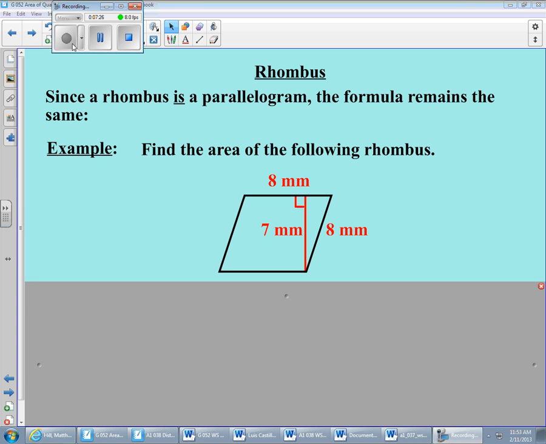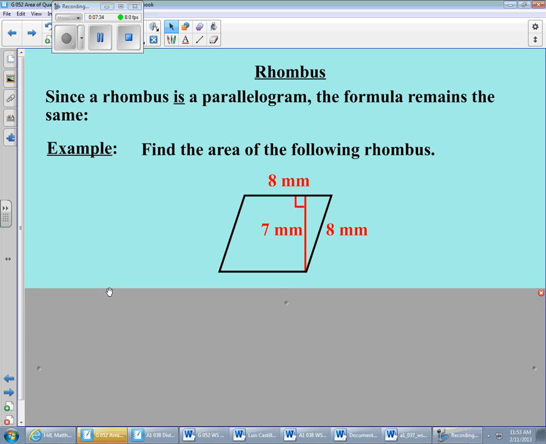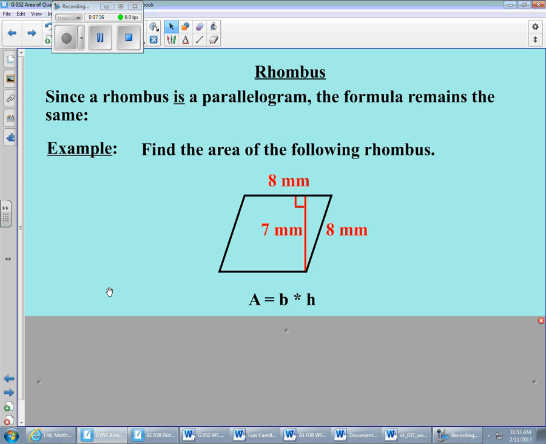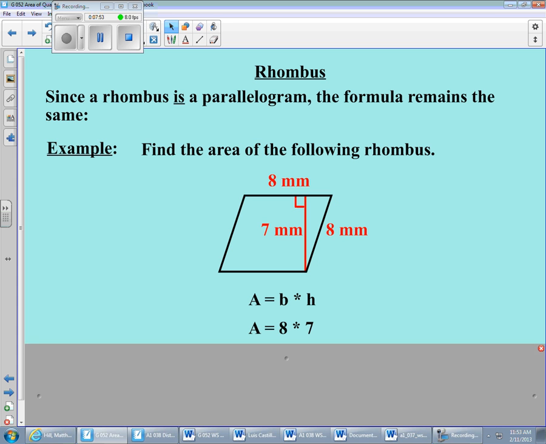Okay, so just like any other problem, when we look at it, ask ourselves, do we have a formula that goes along with finding the area of a rhombus? Yes, we do. The formula is base times height. Okay. So again, base and height, find some positions that we can say are perpendicular to each other. Those can be base and height. So it looks like in this case, that would be the 8 and the 7.